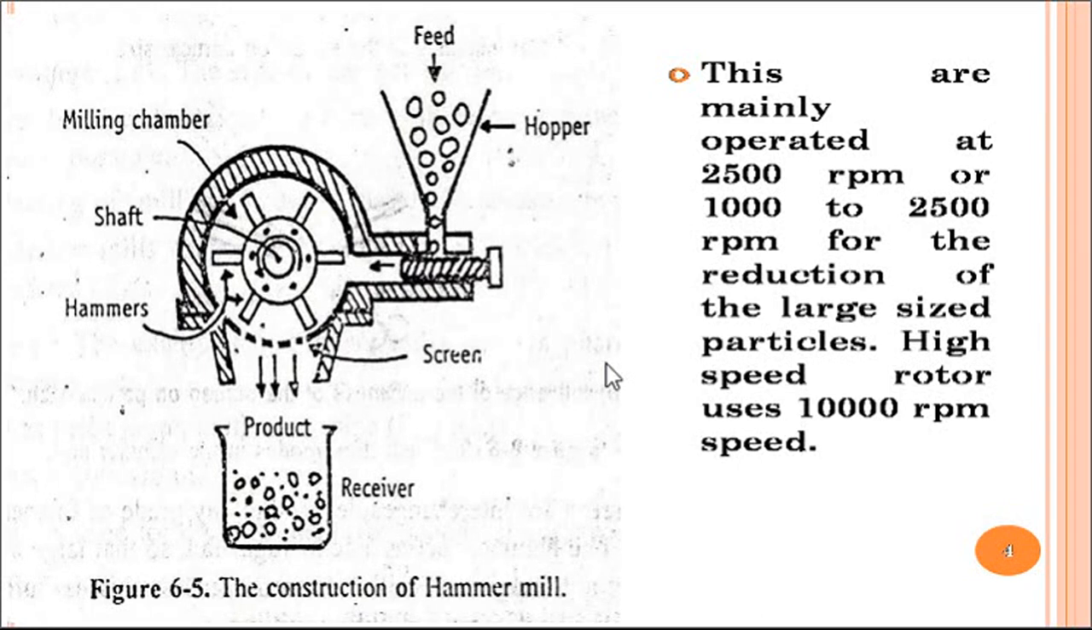The material is going to be crushed within the radial axial chamber, and these are mainly operated at 1000 or 2500 rpm for the reduction of large size particles. High speed rotors sometimes use 10,000 rpm. It again depends upon the quality and efficiency of the mill.